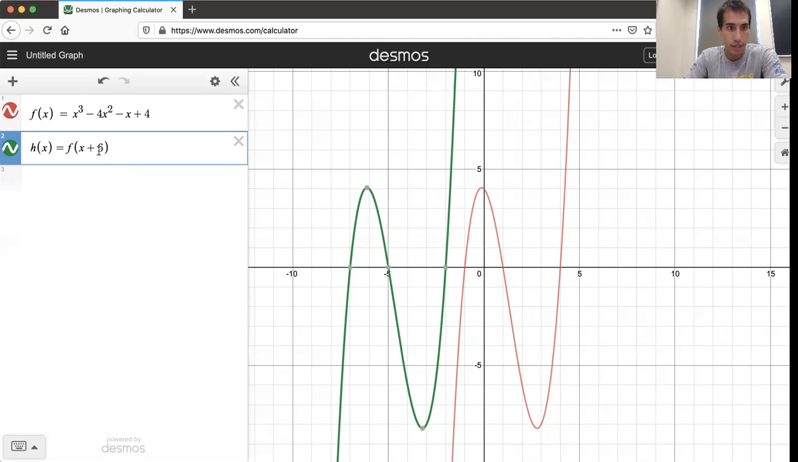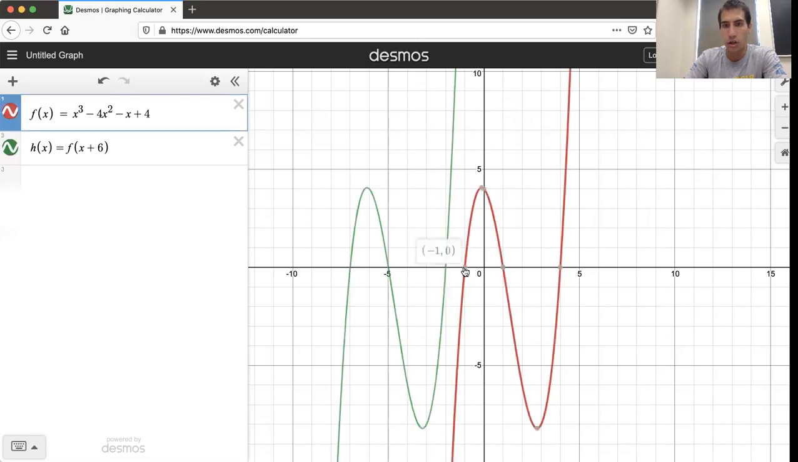Some students get confused. This is a plus sign, but it shifted left instead of right. So it's sort of backwards from what you might expect. And you can think about why that is. So for example, if I want to look at where on the green graph is the corresponding point to this -1, 0. In the function f, when I plugged in -1, the output was 0, right? And so that's corresponding to this point on the red graph.